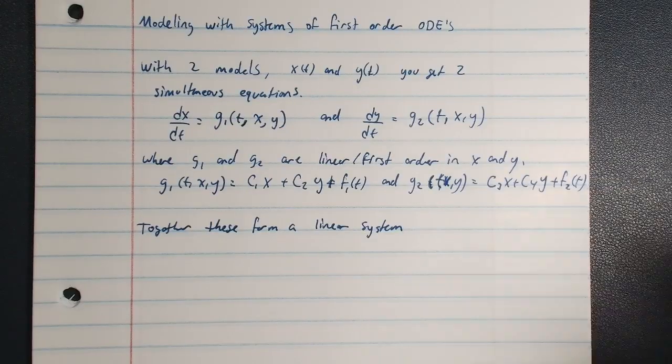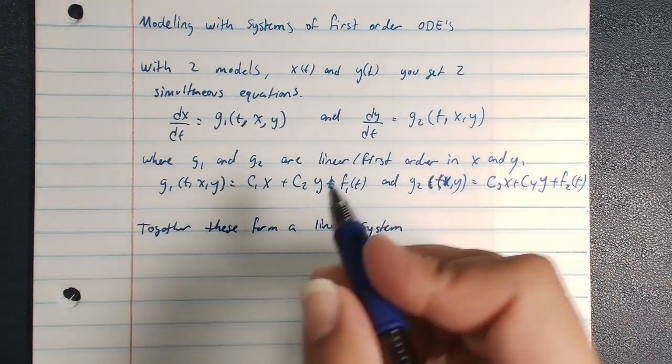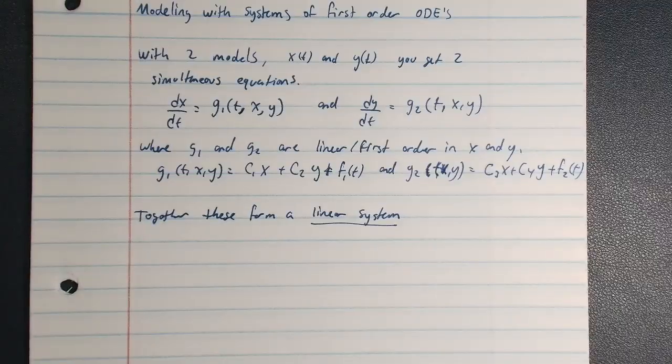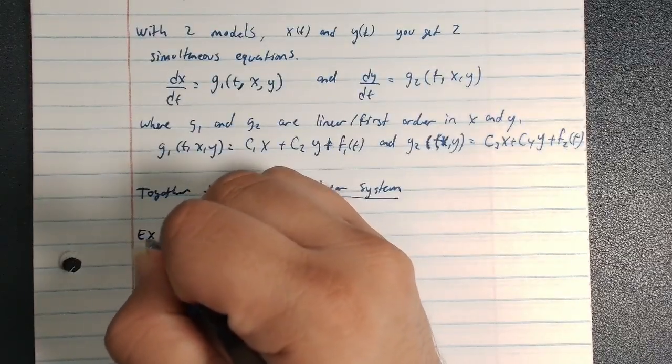All right, so if either or both of these differential equations is not linear, then we have a nonlinear system, which we're not going to consider right now, okay? So right now we're looking at just linear systems. If either of these or both are not linear, that's a different story. Okay? So let's consider an example here.